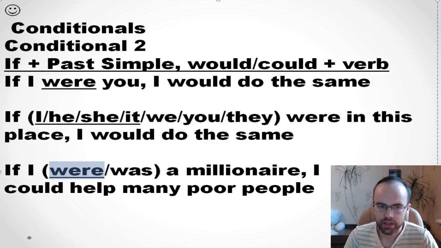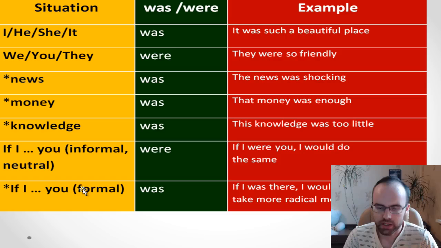Anyway, sometimes was can take place. In formal English, sometimes you can see if I was, for example, if I was there, I would take more radical measures. But actually we meet it much more rarely, and the word was isn't common with conditionals. Sometimes it can take place in a formal situation, but very rarely. So you need to pay attention to the fact that we need to use were. It's a very important thing.